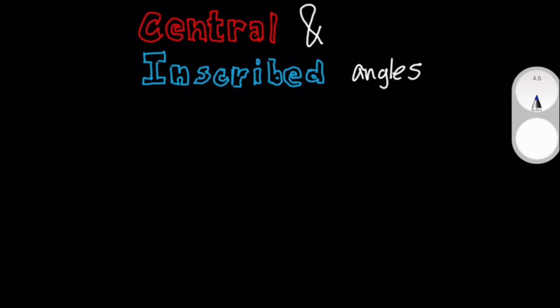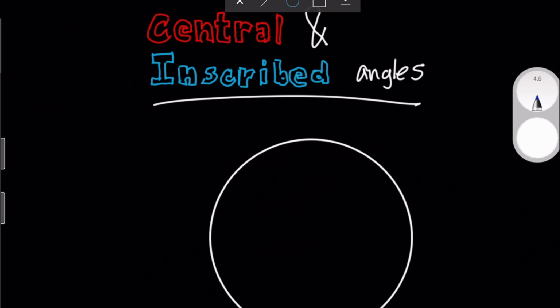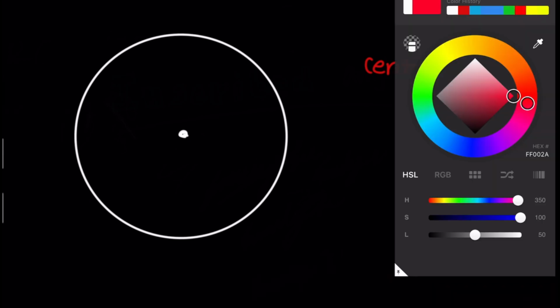Alright, so today we'll be talking about central and inscribed angles in a circle. These angles are specifically only in a circle, and so we're going to talk about those today. So central, we can mark the center of the circle, right? It's in the name, central, center. So this is basically an angle having the degree in the center.